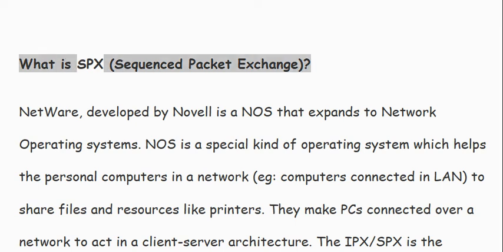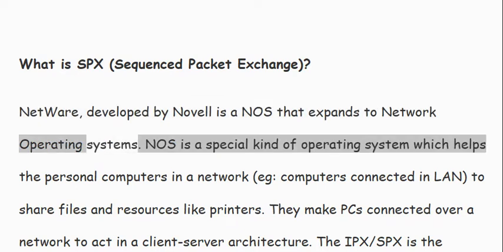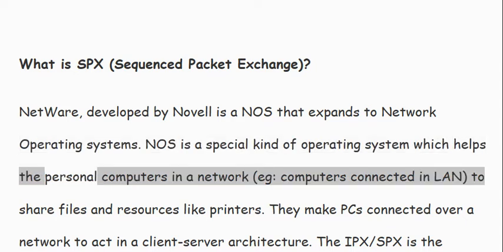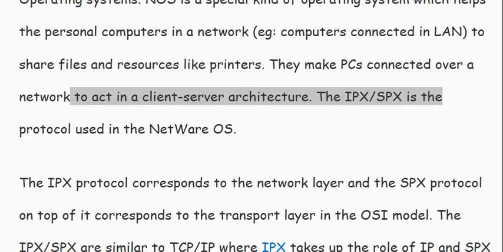What is SPX, Sequenced Packet Exchange? NetWare, developed by Novell, is a network operating system. It is a special kind of operating system which helps the personal computers in a network, for example, computers connected in a LAN, to share files and resources like printers. They make PCs connected over a network act in a client-server architecture.